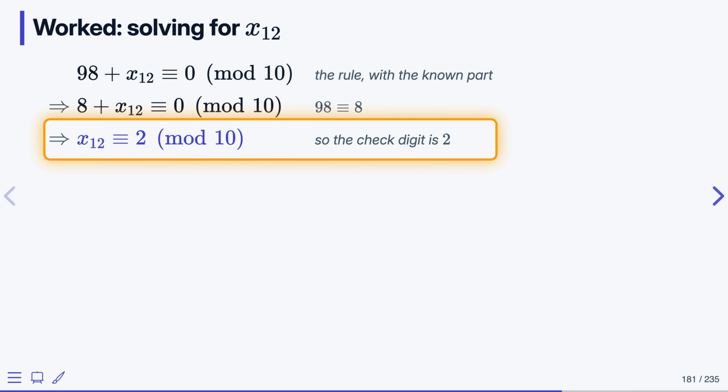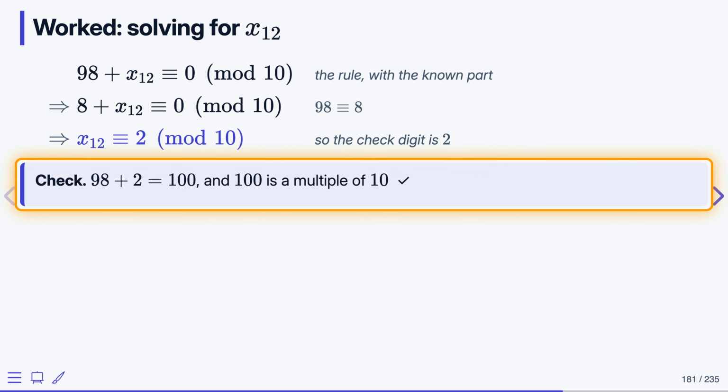Step 2. What must we add to 8 to reach a multiple of 10? 2. So the check digit is 2. Check it. 98 plus 2 is 100, and 100 is a multiple of 10. It works.